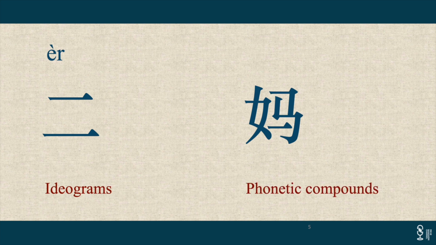So we have another kind of way to create character. It is phonetical compound. It's a combination of radical and the sound part, like the character here, ma, which indicates mother. On the left is a female radical. When you see this radical, you can see maybe it's related to woman. As for the right part, it's ma, shows the sound of the character. Now you get to know some logics behind.